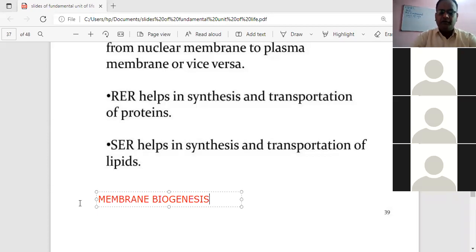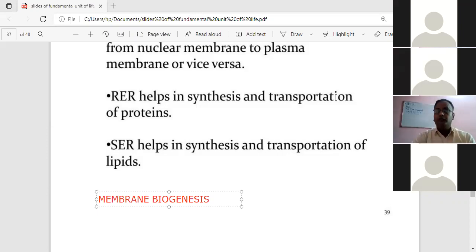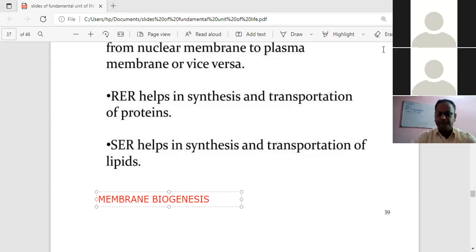Anyone? We are talking about the plasma membrane. Okay, Jyoti raised her hand. You can unmute yourself, Jyoti. Yes, sir. Endoplasmic reticulum helps in the formation of the cell membrane. No, no. My question was, Jyoti, how do you know that the plasma membrane is made up of lipid and protein? Through which model? What is the name of that model which gave the structure of the plasma membrane as a bilayered structure?